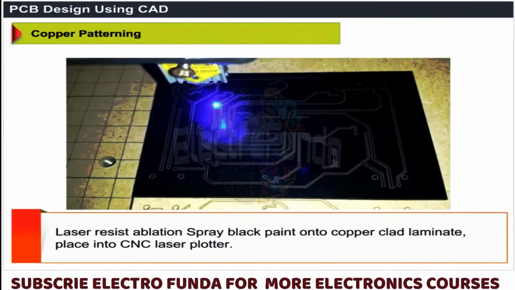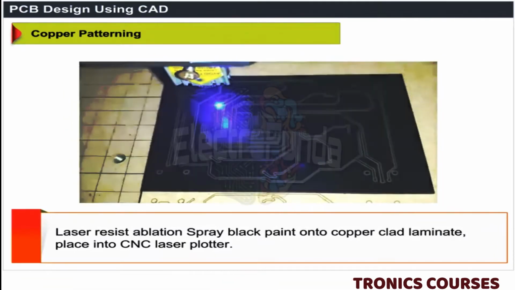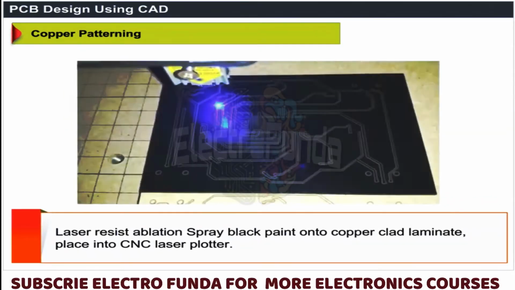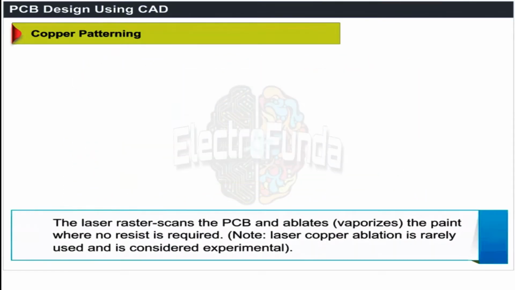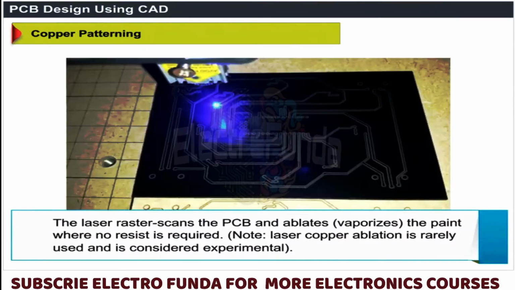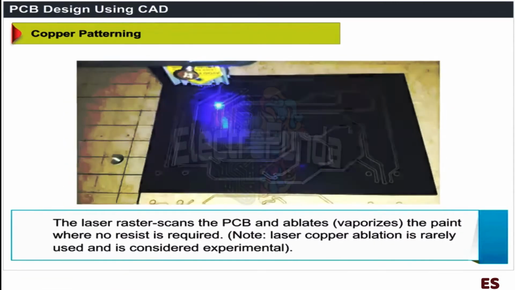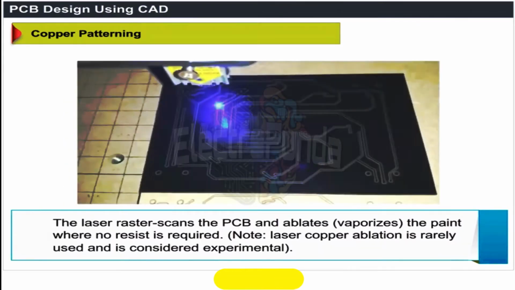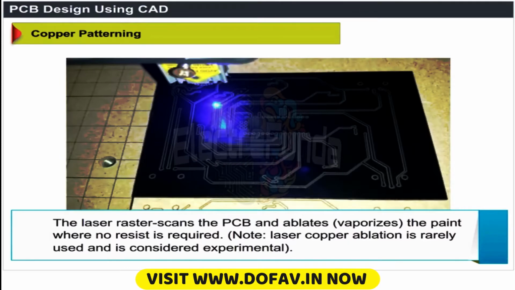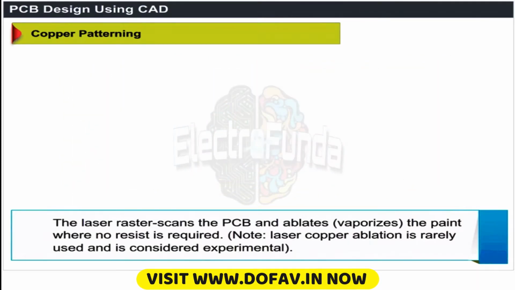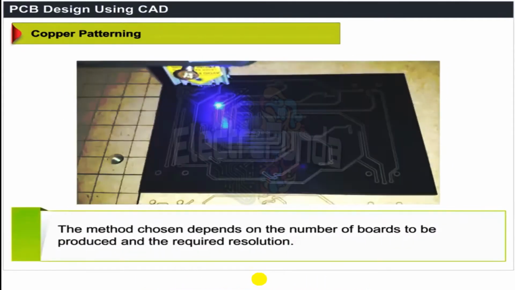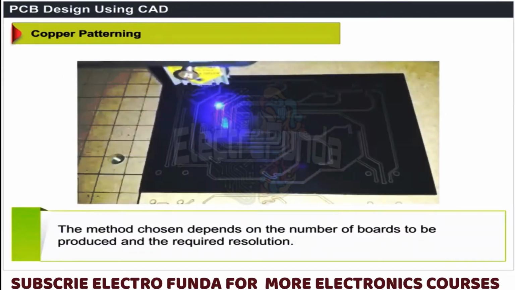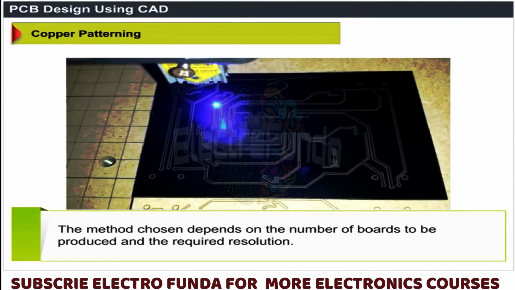Laser resist ablation sprays black paint onto the copper-clad laminate placed into the CNC plotter. The laser raster scans the PCB and ablates, vaporizes, the paint where no resist is wanted. Note: laser copper ablation is rarely used and is considered experimental. The method chosen depends on the number of boards to be produced and the required resolution.